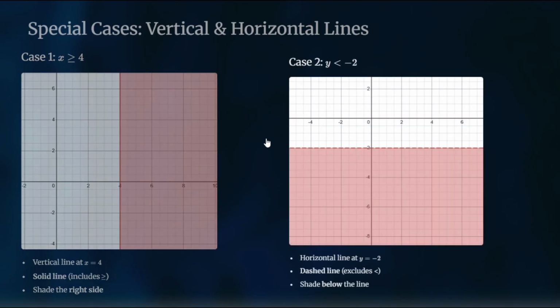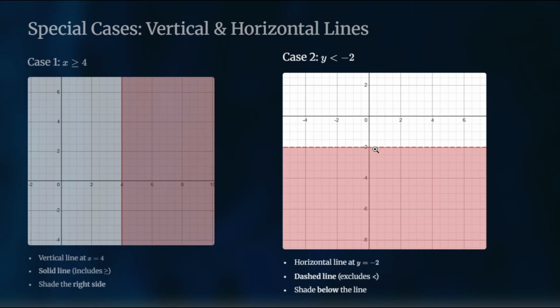If we have y is less than negative 2, this is a horizontal line. So if we draw a dashed line at y equals negative 2, and we have a dashed line because our inequality is strictly less than. Any value that is less than negative 2, that is negative 3, negative 4, negative 6, will be shaded. So in this case, we'll shade below the line.